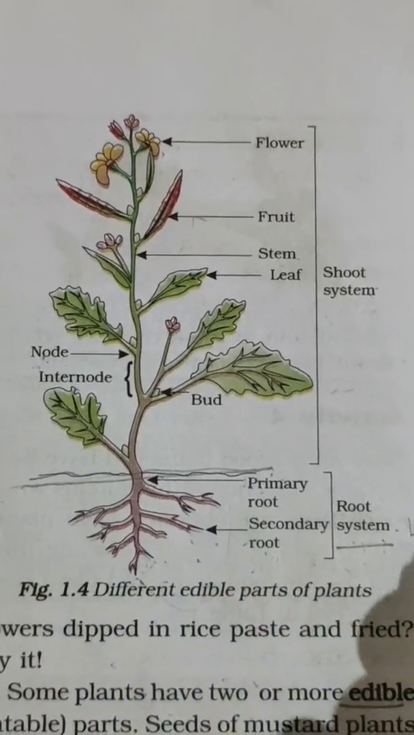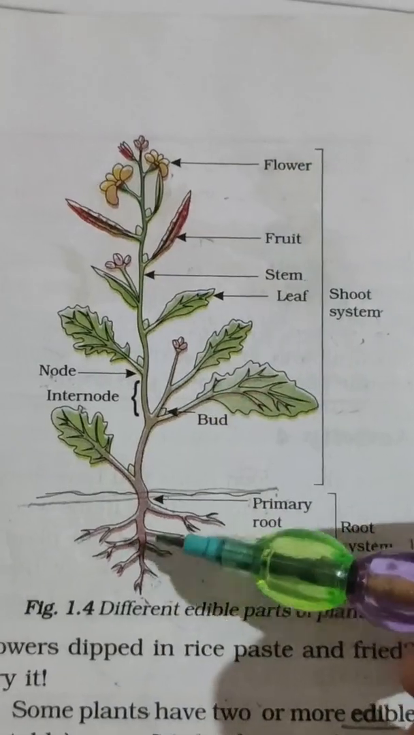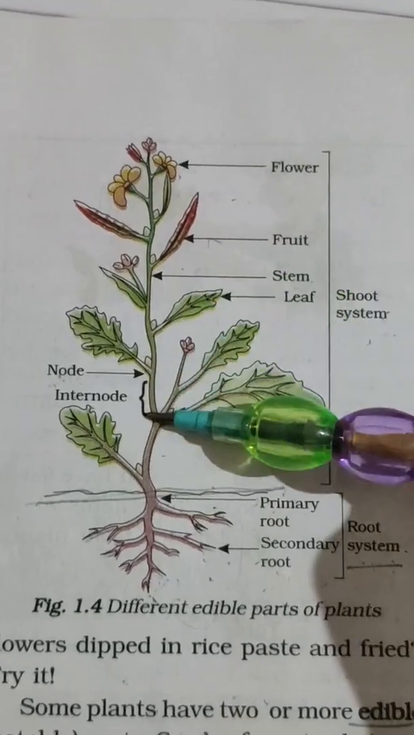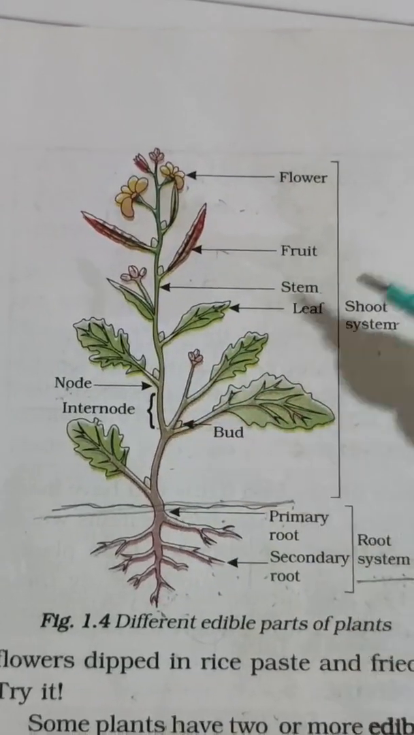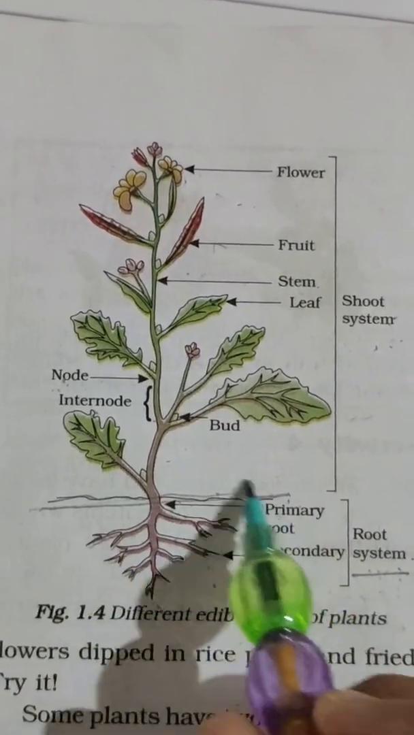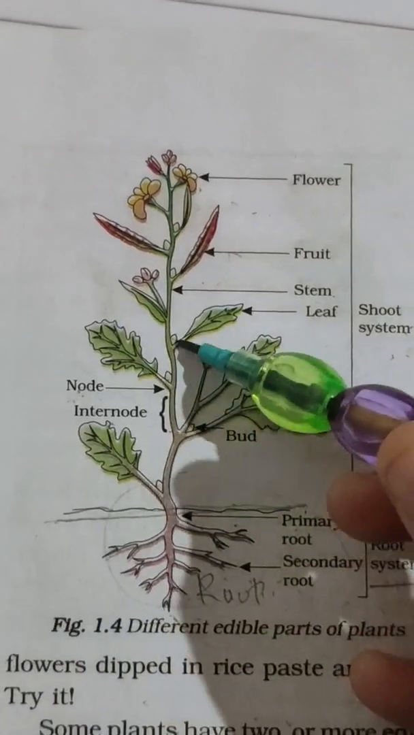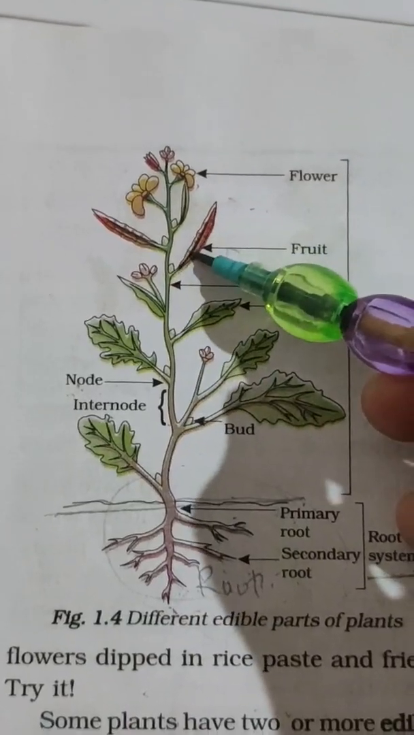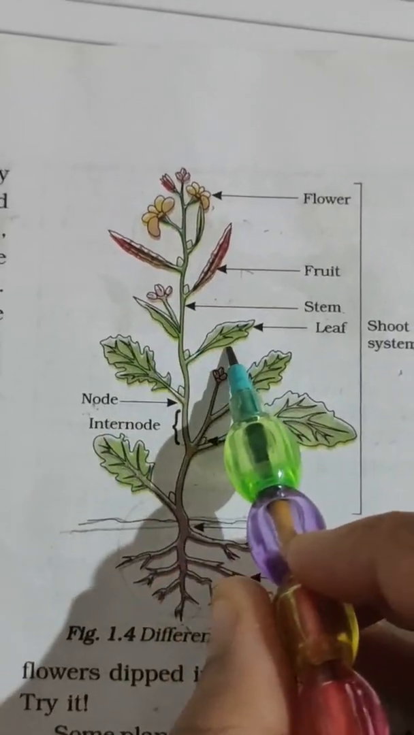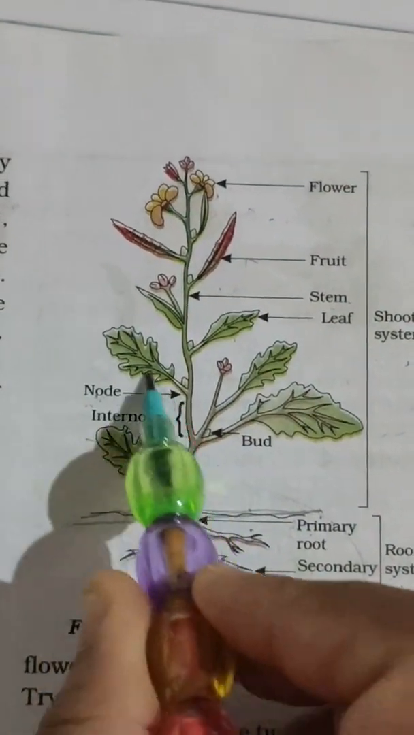The second one is the shoot system. Shoot system means the parts of a plant which grow above the ground. It may be a stem, flowers, leaves. So these are called the shoot system. Now as we know, these are called roots, and this one is called a stem, and these are the fruits, and these are the flowers, and these green structures are called leaves. Yes or no?